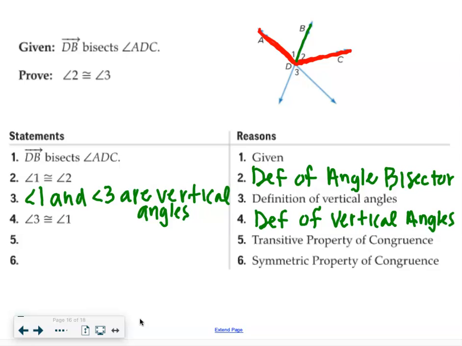Transitive property, what do you guys think that's going to be for your statement? Measure of 3 is congruent to measure of 2. Because what are they both equal to? 1. So now they're equal? Yep. Remember what the symmetric property does? Just flips it.